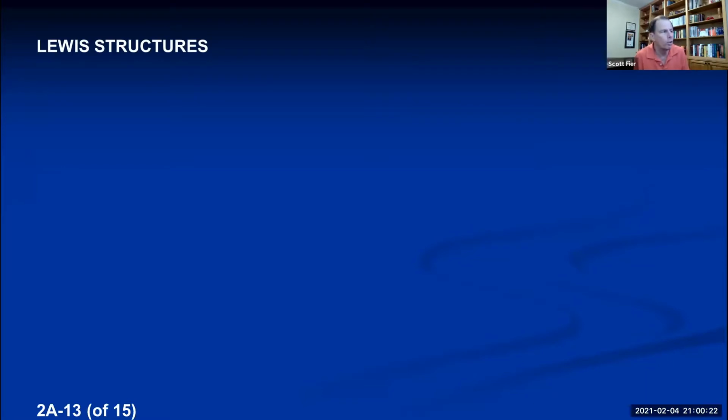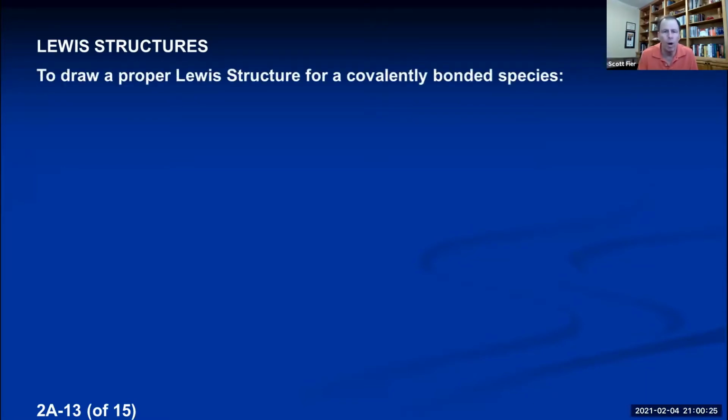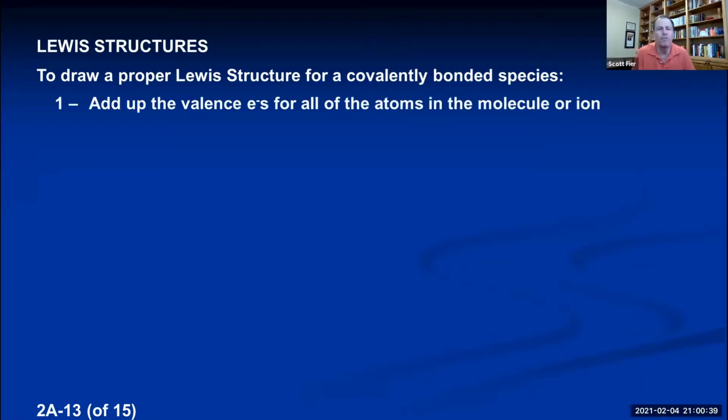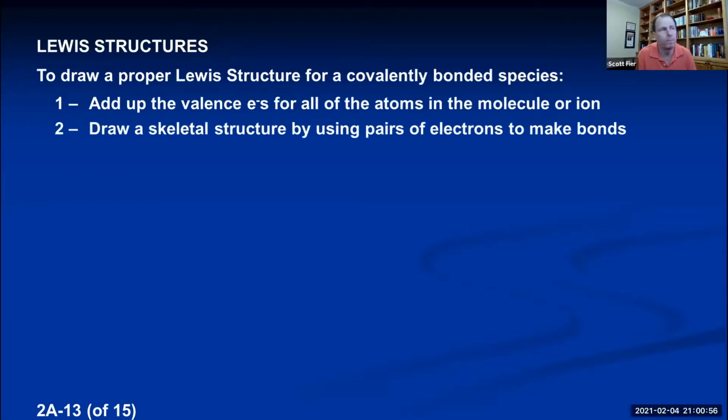So in order to draw Lewis structures, if you want to draw a proper one for a covalently bonded species, so that means we're going to be drawing these for compounds between non-metal atoms or any combination of non-metal atoms, because they're the ones that bond covalently. What you do first is you have to add up the valence electrons for all the atoms that are going to make up the particular molecule or the particular ion. So first, add up the valence electrons for all of the atoms that are in your molecule or your ion.